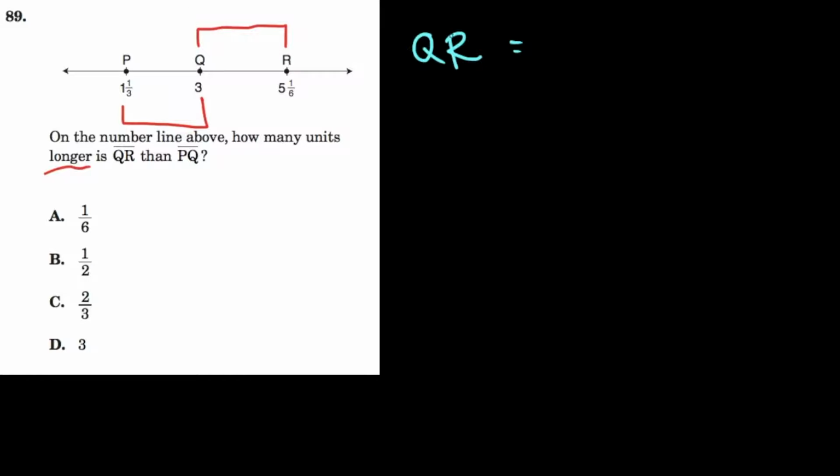So the distance from Q to R would be the difference, and that's subtraction, the difference between 5 1/6 and 3. So what is 5 1/6 minus 3? Well, 5 minus 3 is 2, and there's this extra 1/6 hanging around. So the length of QR is 2 1/6.